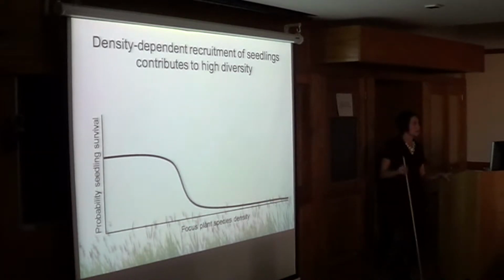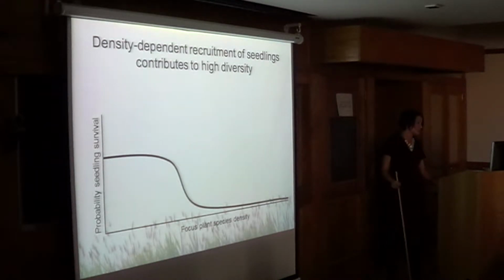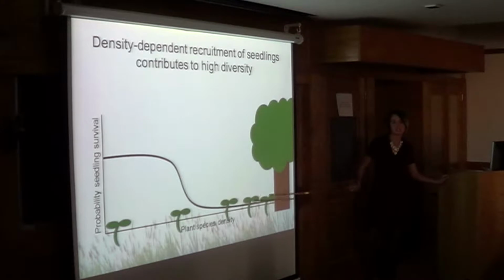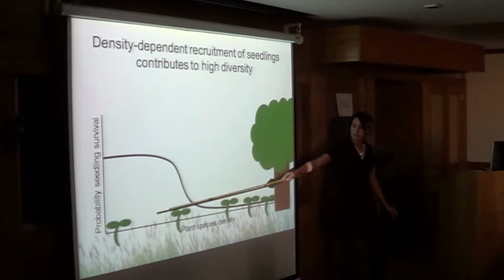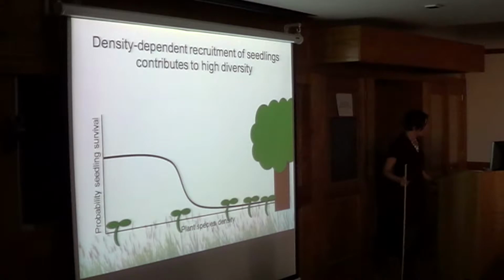The way that people found this out was in the 1970s. Two ecologists, Janzen and Connell, saw that in tropical forests, if there's a parent tree species, there's going to be a lot of its seedlings near the parent, and that's what I'm considering a high density of that particular plant species. And then there are going to be a few seedlings that are further away, at low density of that plant species.